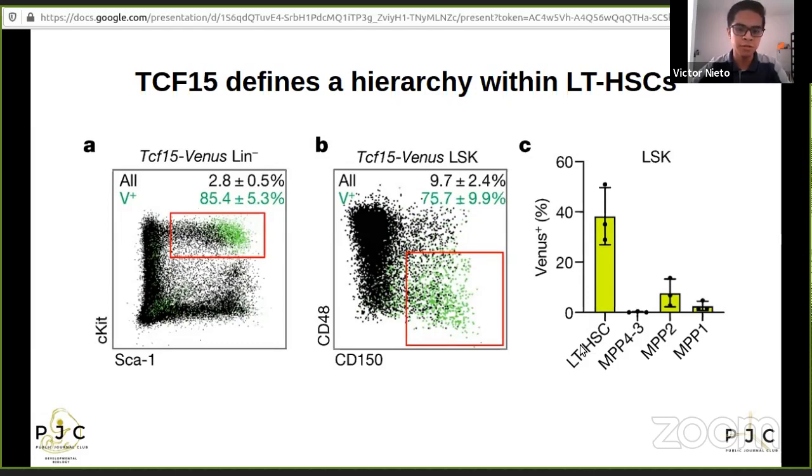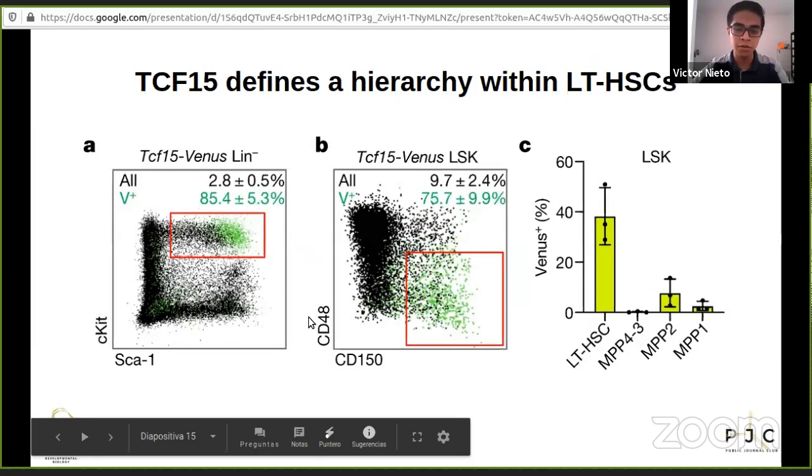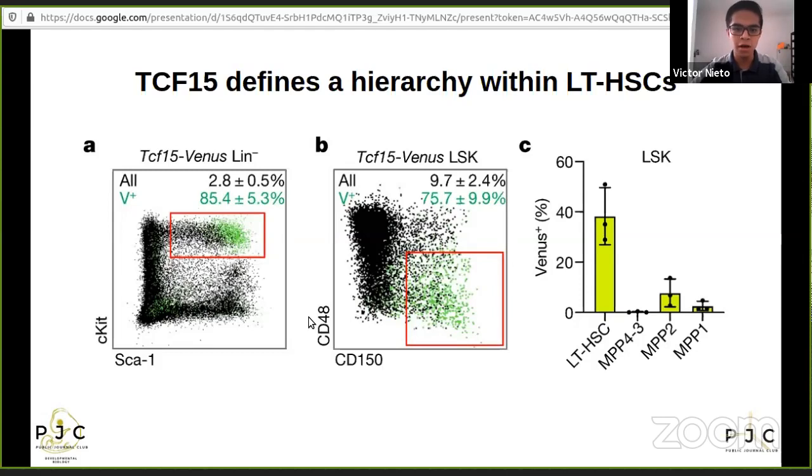So once they identified TCF15 as a relevant regulator in hematopoiesis, they asked how the expression of this transcription factor is regulated in the native context. And to do that, they used a reporter mouse known as TCF15 Venus. As we can see here in the FACS plots of panels A and B, Venus fluorescent protein expression was detected in a very small percentage of bone marrow cells and was highly enriched in the LT-HSC compartment.